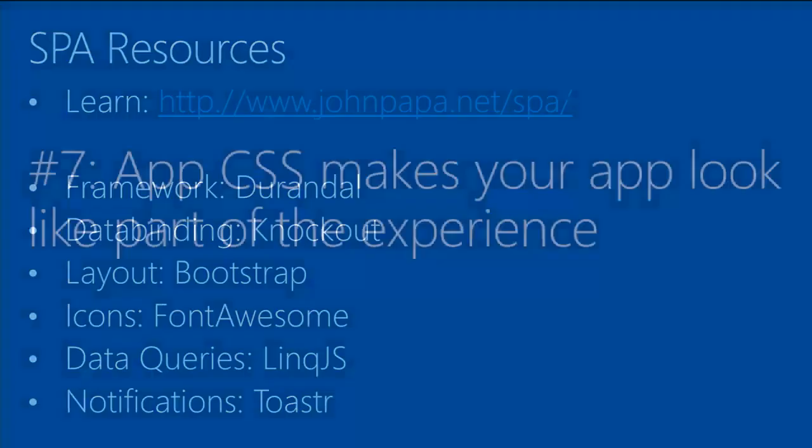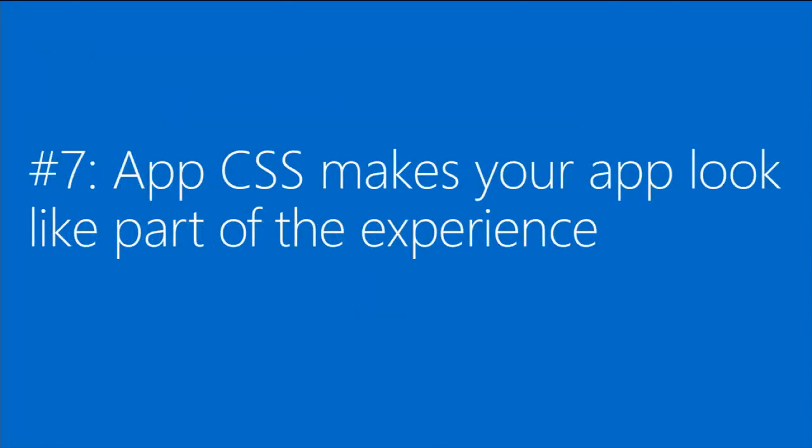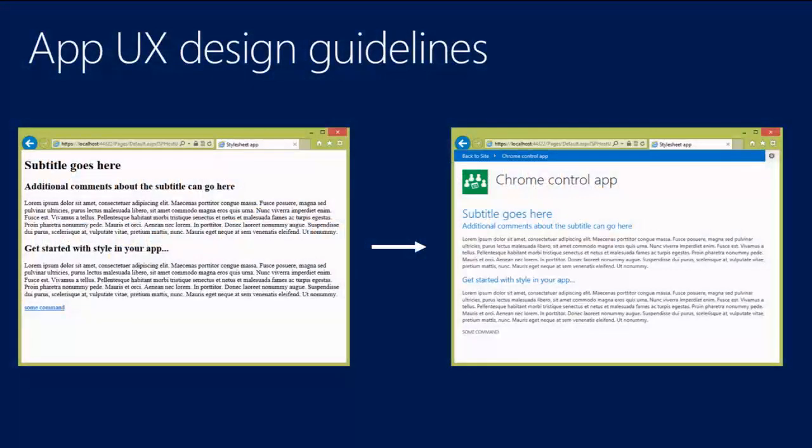I'm going to skip number 7 because it's not all that interesting in comparison to the next one. Number 7, I'll include the bits in the download for the session so you could take a look at it, but it's really all about using the Chrome control that SharePoint provides to brand your site and use the same styles that SharePoint uses and so forth.